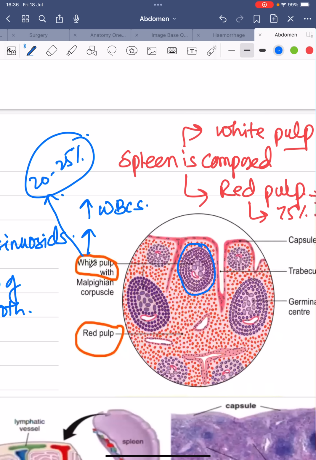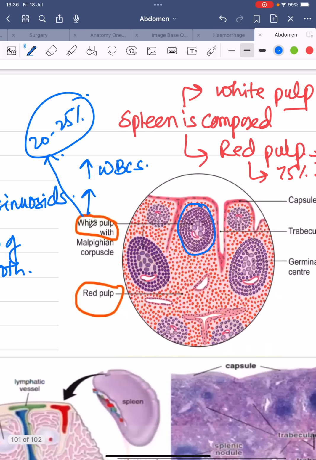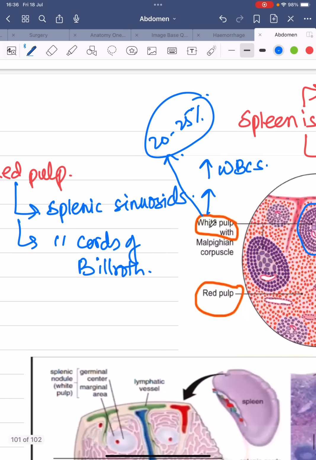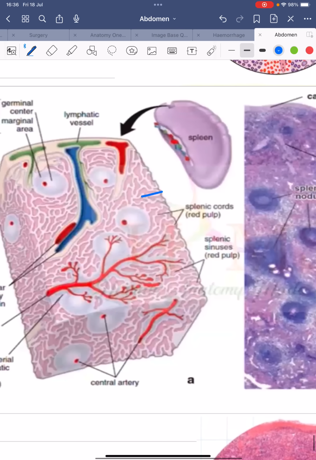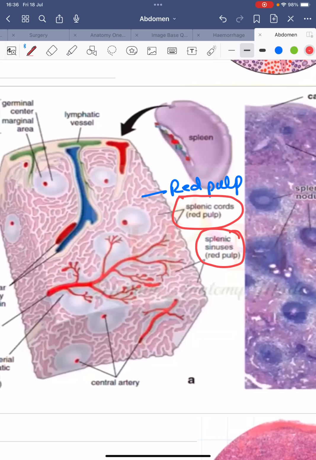Now some points in relation to the red pulp and white pulp. Number one, the red pulp, see here, consists of what? It consists of your splenic cords of Billroth and the splenic sinusoids. So this is the red pulp, and it consists of splenic cords of Billroth and splenic sinuses, or splenic sinusoids.